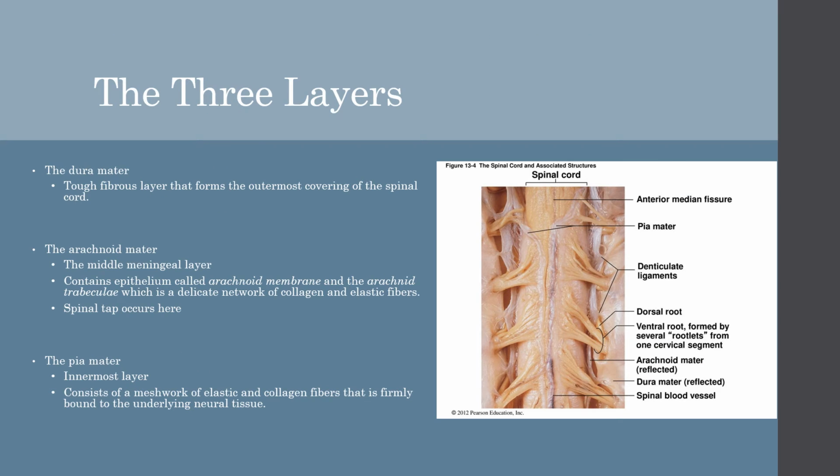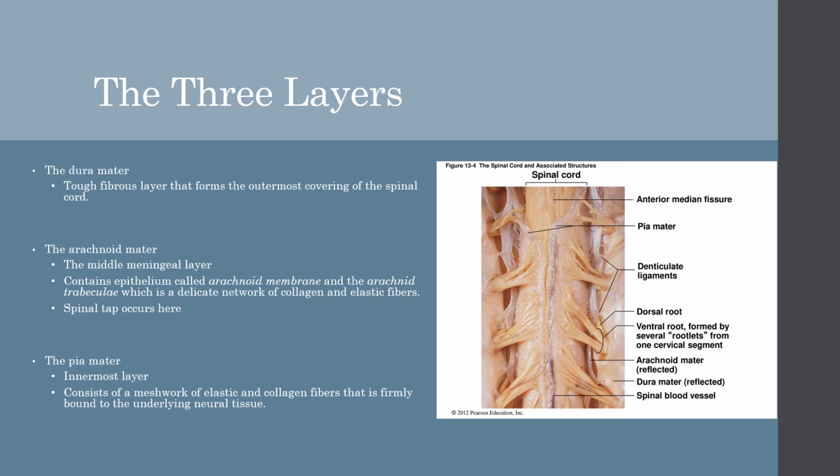Okay, so we're going to take a little bit closer look at the 3 different layers. The first one we have is the dura mater, which is that tough fibrous layer, and it's the outermost layer. If you look towards the bottom of the diagram on the far right, you can see where the dura mater is. Again, that's on the outside. The arachnoid mater is the middle layer here. It contains the epithelium called the arachnoid membrane, which again is just a combination of the collagen and elastic fibers.